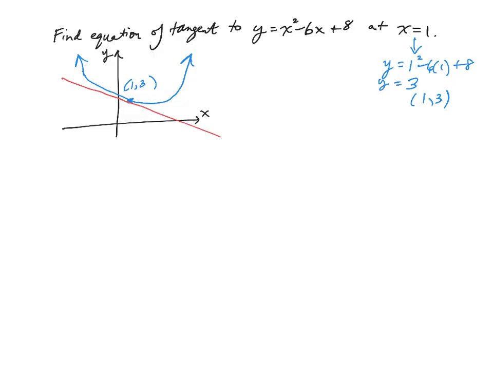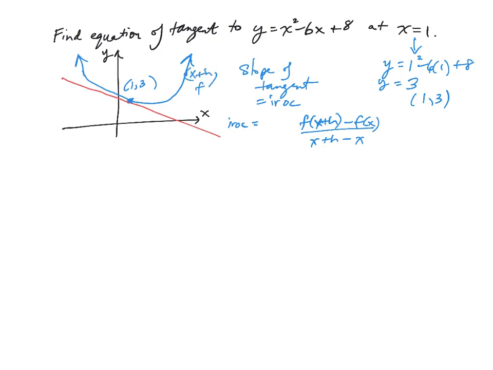We're going to need to find the slope of that tangent line. Well, the slope of the tangent line is something we've been calling something else for a long time. It's called the IROC, the instantaneous rate of change. It starts off being just the slope equation from one point to the next point, and we're going to call the two points (x, f(x)), which is going to be our original point, and (x plus h, f(x plus h)).